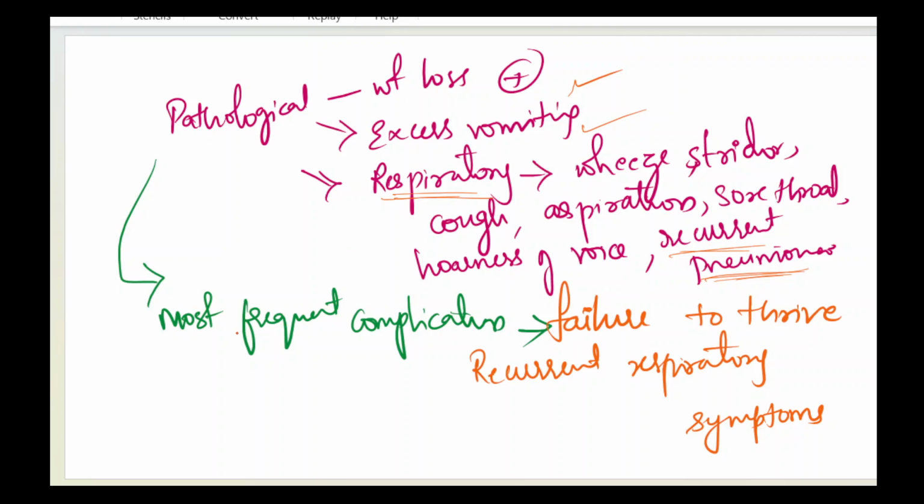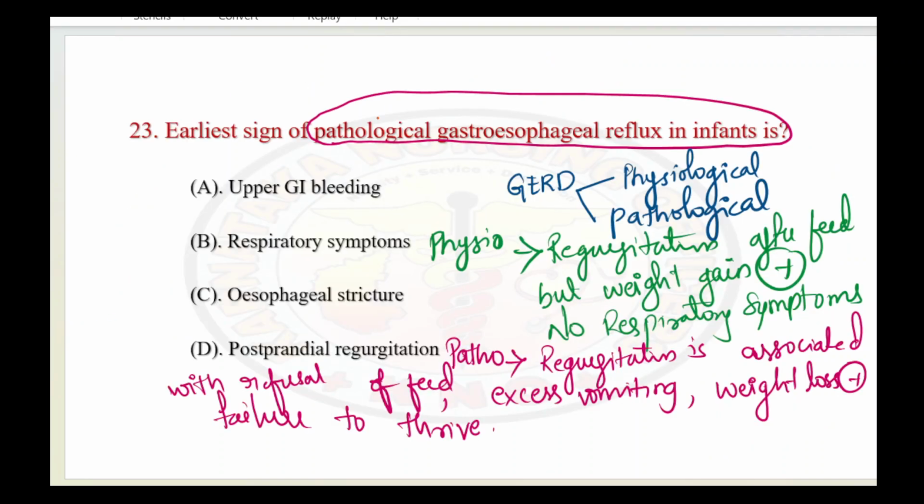But in some questions they might ask you what is the most frequent complication that you're going to see in pathological GERD. Options will be like failure to thrive or recurrent respiratory symptoms. So let's see the options here. Upper GI bleeding is nothing to do here. I have not told you regarding any GI bleeding. Respiratory problems, yes, it's a major concern. Esophageal strictures are not there. Postprandial regurgitations are not there. So the right option here is respiratory symptoms. So answer is B.